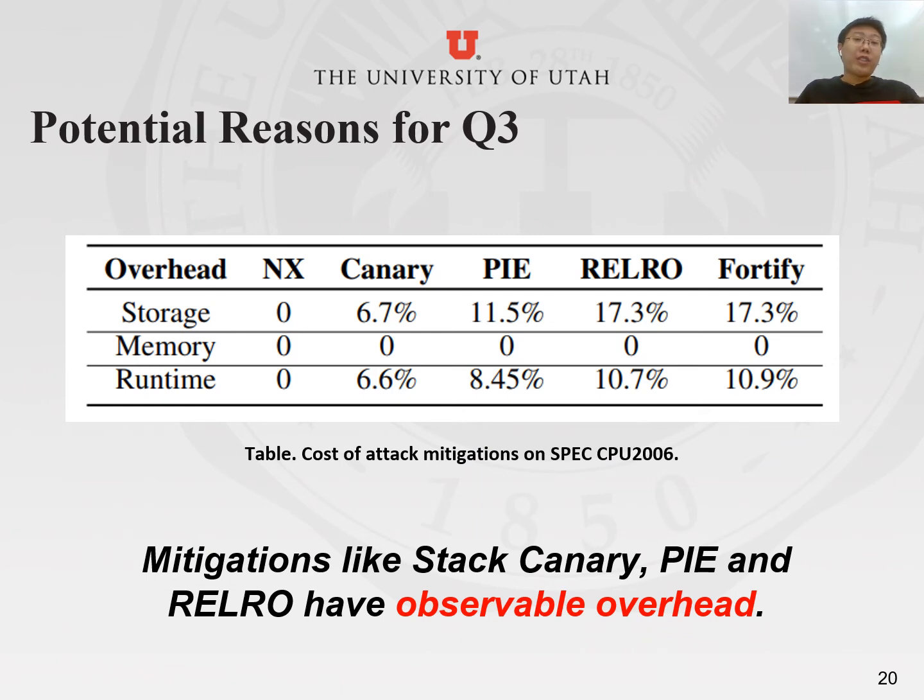So another possible reason for the lack of mitigation comes from overhead. The table presents the overhead of storage space, memory usage, and runtime performance when each mitigation is adopted. From left to right, the mitigations are enabled one after another. We can see mitigations like stack canary, position independent code, and read-only relocation have observable overhead. However, it's hard for us to determine if the overheads are affordable or not. This needs to be confirmed by the vendors.